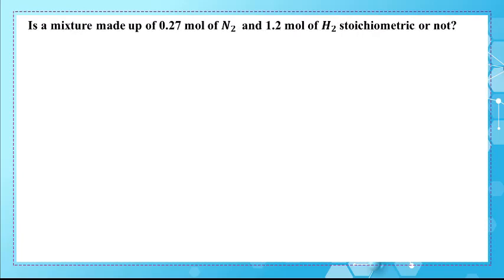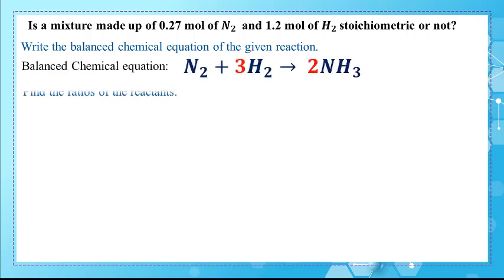Let's solve another application together. Is a mixture made up of 0.27 moles of N2 and 1.2 moles of H2 stoichiometric or not? We follow the same steps. Write the balanced chemical equation of the given reaction. Find the ratios of the reactants.